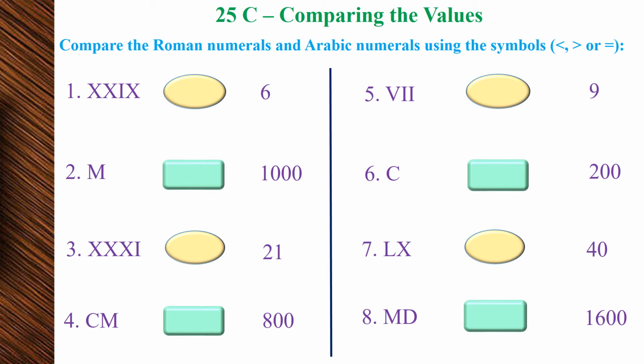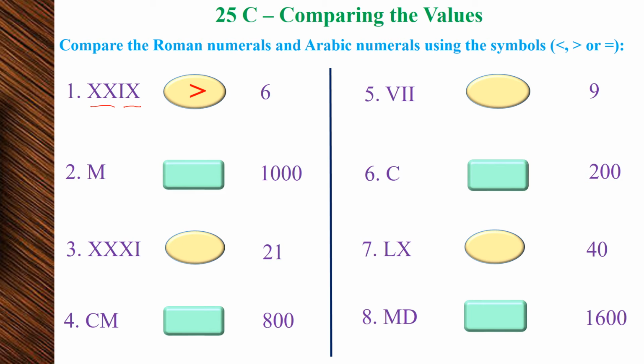Comparing the values. Compare the Roman numerals and Arabic numerals using the symbols less than, greater than or equal to. Here, in the first question, we have XXIX. So, 10 plus 10, 20 plus 9, 29. On the other side, we have 6. Which one is greater? Yes, of course, 29 is greater.